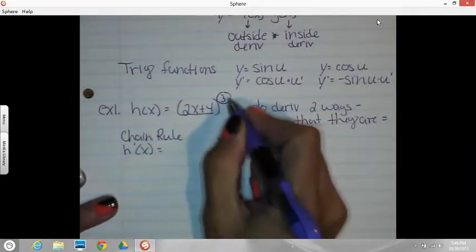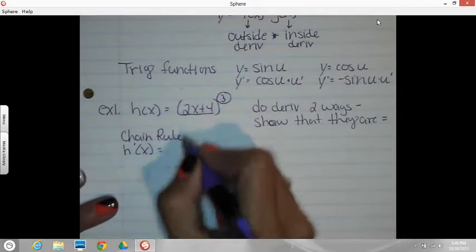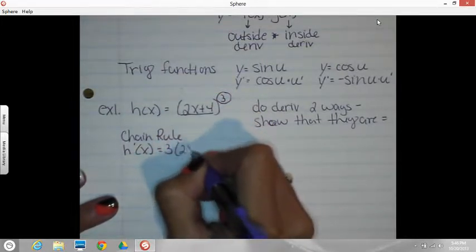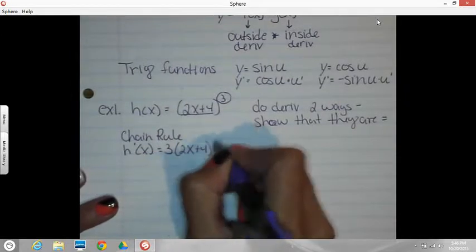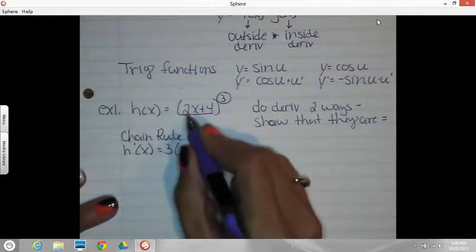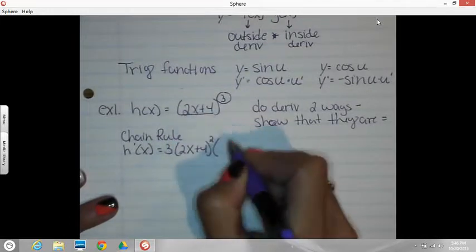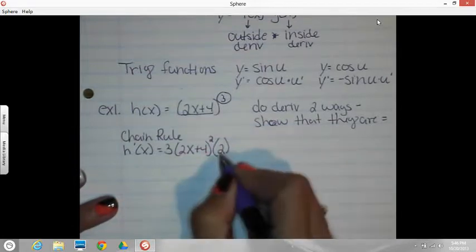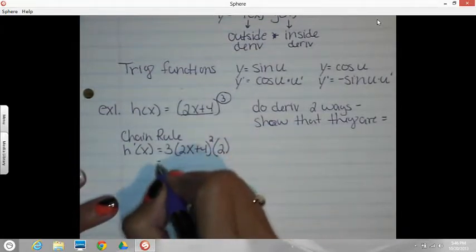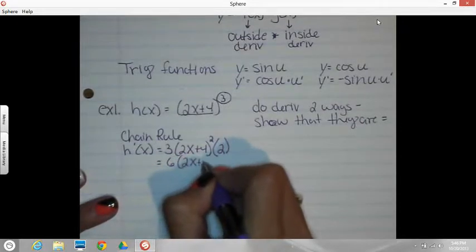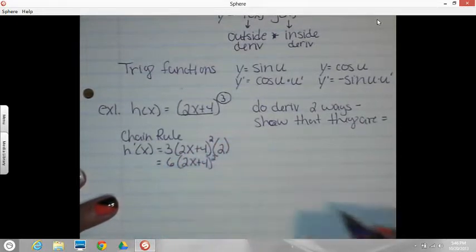So the power rule says bring the exponent down as a multiplier. Keep your inside the same, to the 1 less power, times the derivative inside. And the derivative inside, derivative of 2x is 2. The derivative of 4 is 0. And in terms of simplifying, we'll float the 2 to the front and have 6 times 2x plus 4 squared.